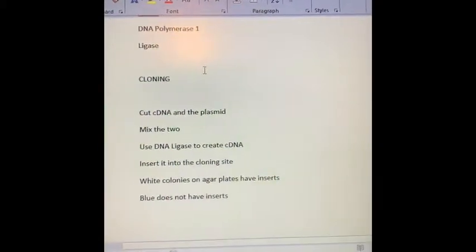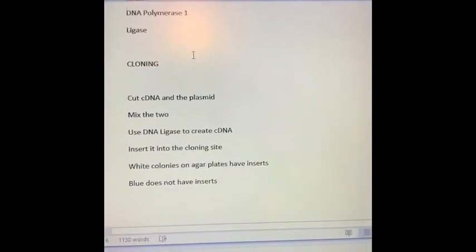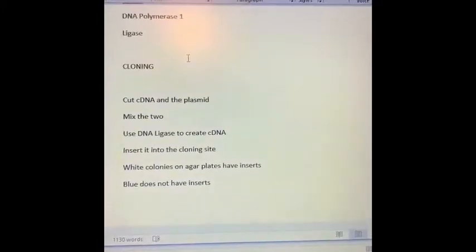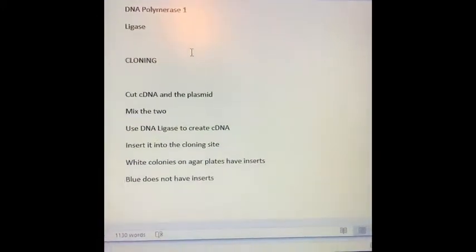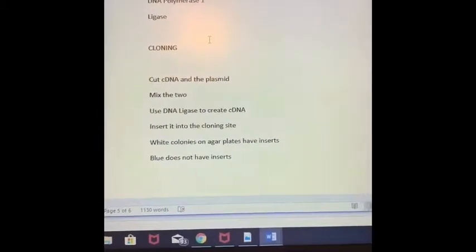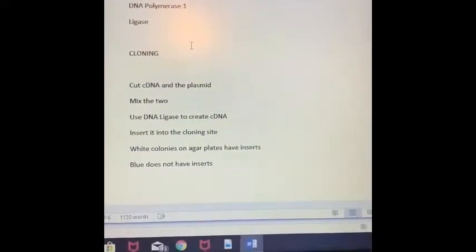So the cloning process, you're going to cut the cDNA that you've just created and the plasmid where you want to insert it, and you're going to mix the two. So use the DNA ligase to insert the cDNA into the cloning site. And simply, white colonies on the agar plate will have the inserts, where blue colonies will not have the inserts that you've cloned.